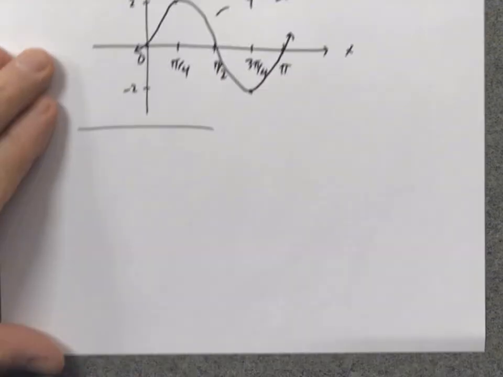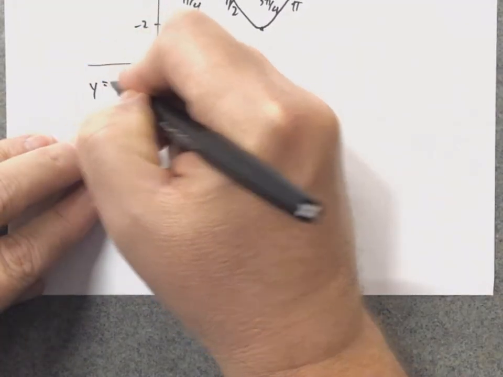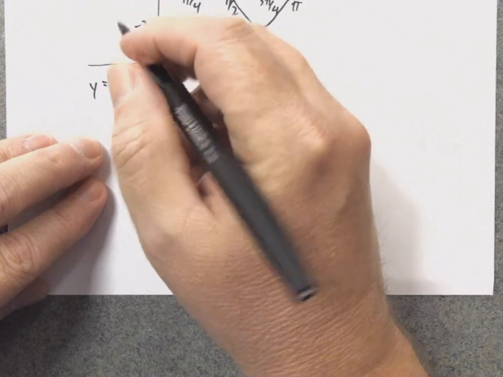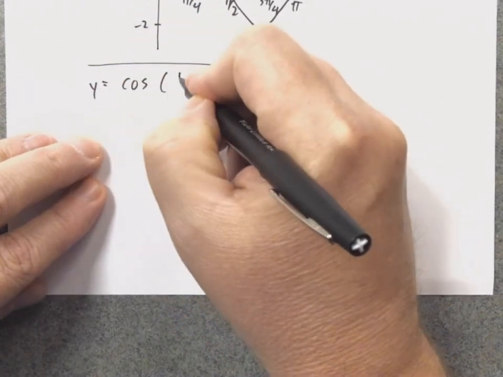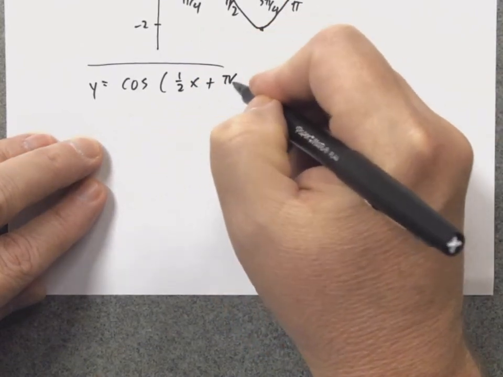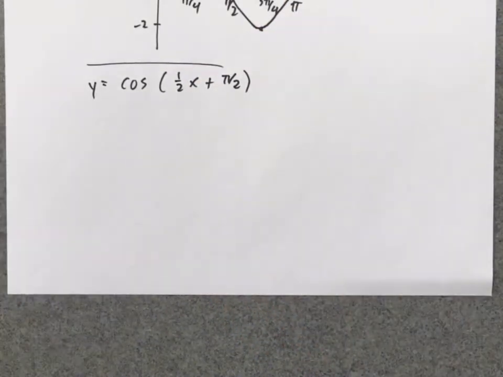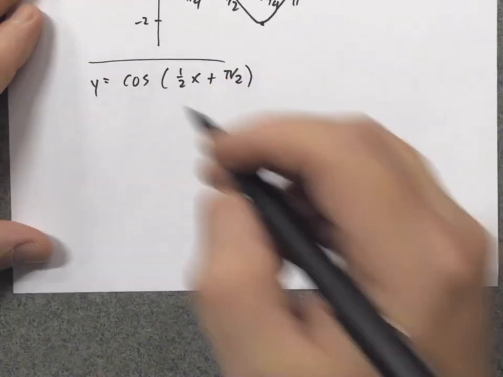How about y equals cosine of 1/2 x plus pi over 2? Same questions. Find amplitude, period, phase shift, and then sketch the graph of this equation.